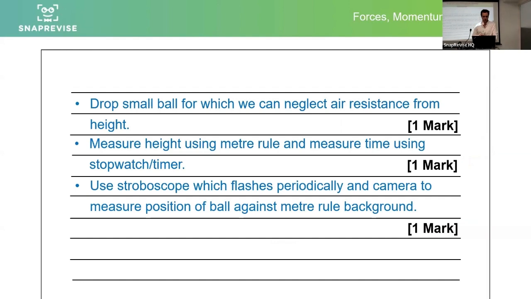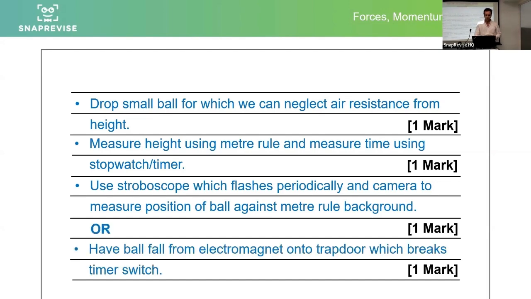Use a stroboscope, which flashes periodically. Okay, this is an alternative method instead of just using your timer. That's a very niche method. I've never seen a student write that before, but yeah, it'd work. If you just film the descent of your ball and have a time signature in the bottom of your video, you can also just analyze it that way. Have the ruler in the background, note off at certain times. That'll work.